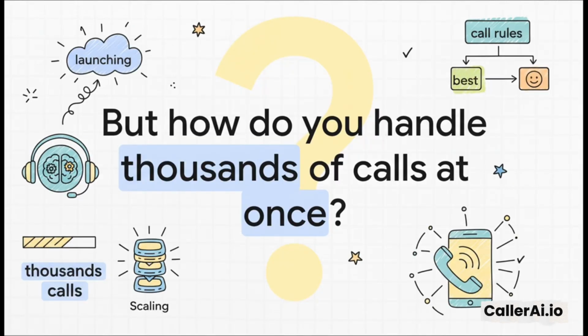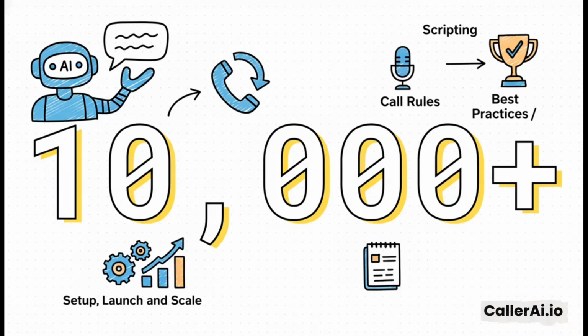We're talking about reaching a scale that would be, well, it would be pretty much impossible if you were just relying on human agents. I mean, we're talking about massive volume here. You can literally upload a list with 10,000, 20,000, even more leads, and the system will just start working through them, all based on the exact rules you already set up.